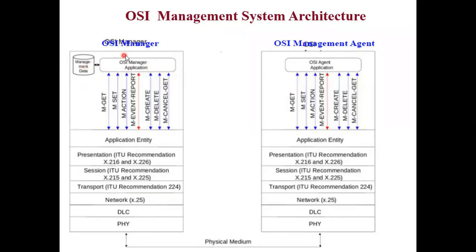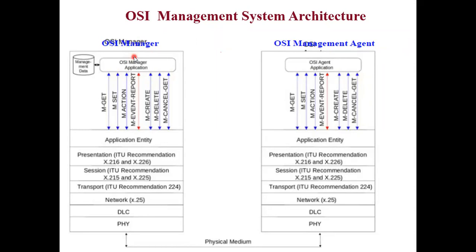So wherever you draw the OSI manager, usually in the diagram, if you see the left hand side, we draw the OSI manager, and on the right hand side, we draw the agent. Don't change it. If you do, I don't know what will happen, but in every book it is given in this way. So we are comfortable drawing the manager on this side and the agent on this particular side.